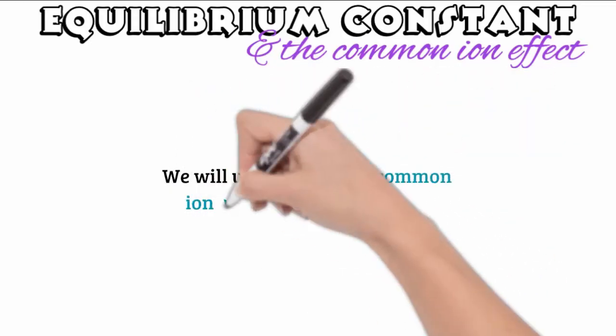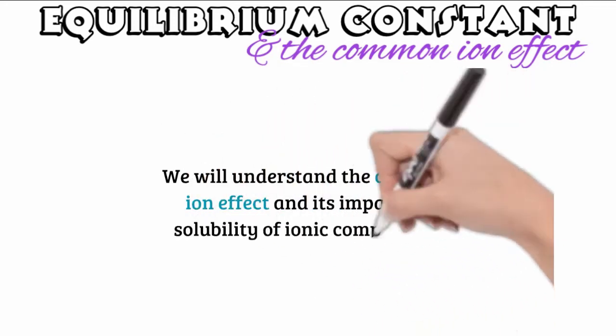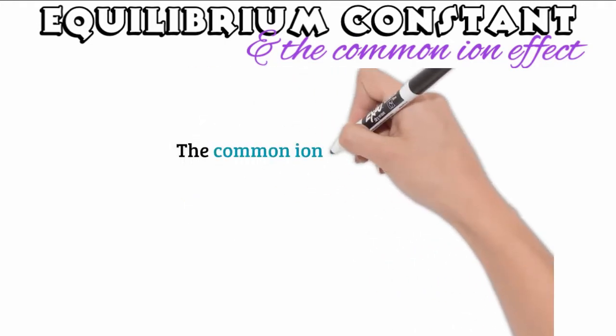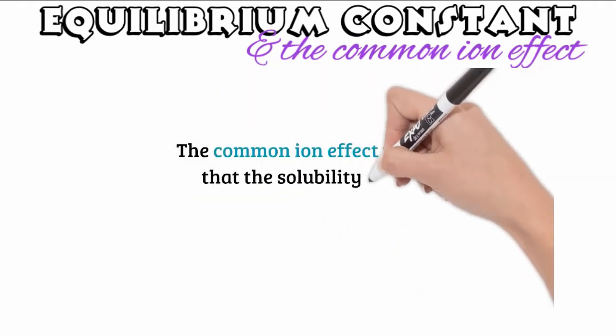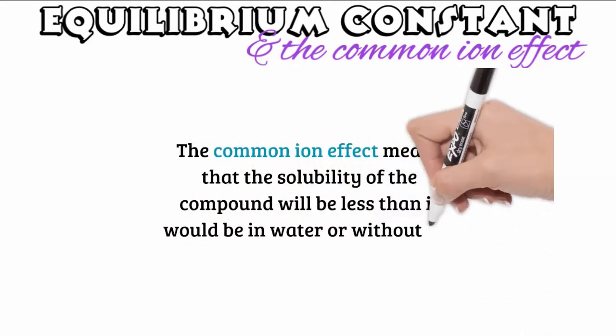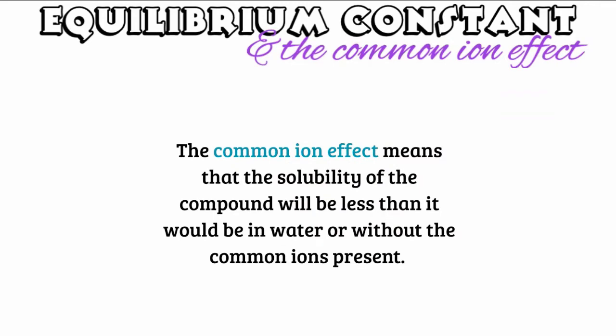In this video, we're going to look at the common ion effect and what effect that has on solubility of ionic substances. So we can dissolve ionic compounds in solutions other than water. If we add an ionic compound to an aqueous solution that already contains ions of that compound, that means that less of the ionic compound, the solute, will dissolve. This means that the solubility of the compound will be less than it would be in water or without the common ions present. This makes sense when we relate this to Le Chatelier's principle.